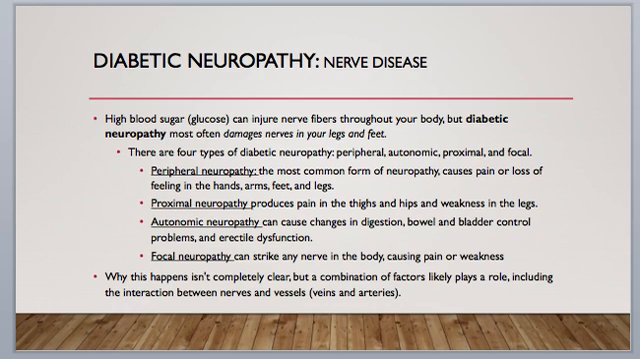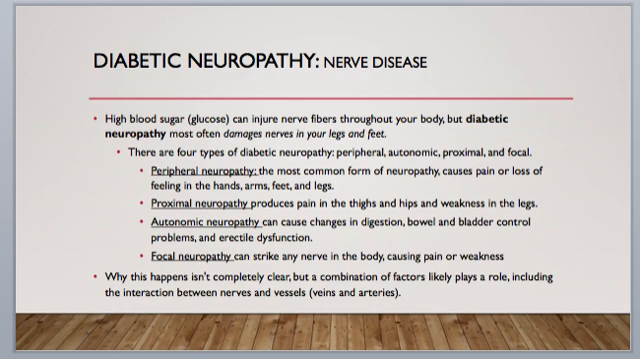Proximal neuropathy produces pain in the thighs and hips and weakness in the legs. Autonomic neuropathy can cause changes in digestion, bowel and bladder control, and problems with erectile dysfunction. Focal neuropathy can strike any nerve in the body, causing pain or weakness. Why this happens isn't completely clear, but a combination of factors likely plays a role, including the interaction between nerves and the vessels, again, vessels being the veins and the arteries.